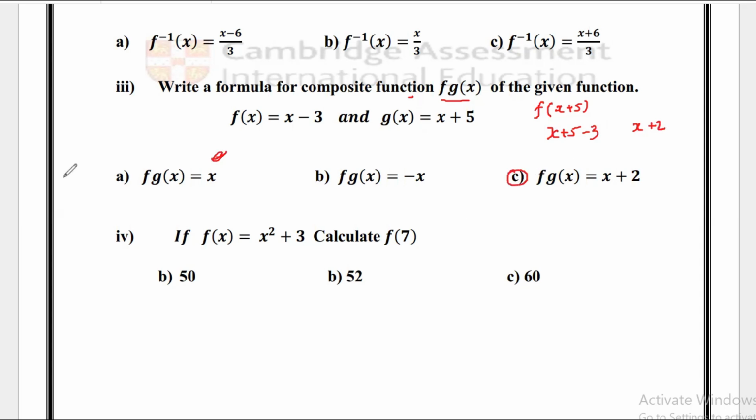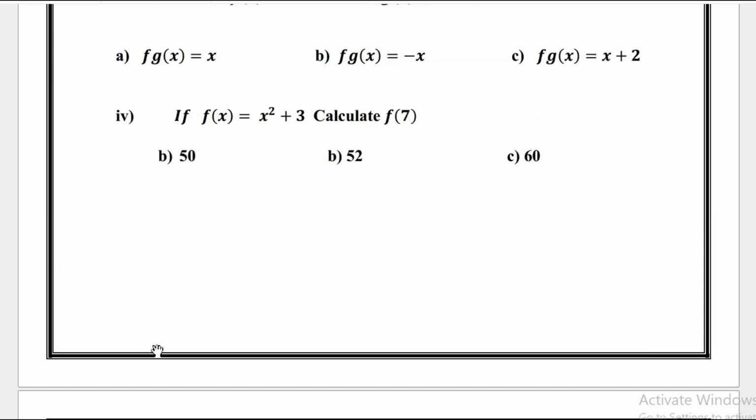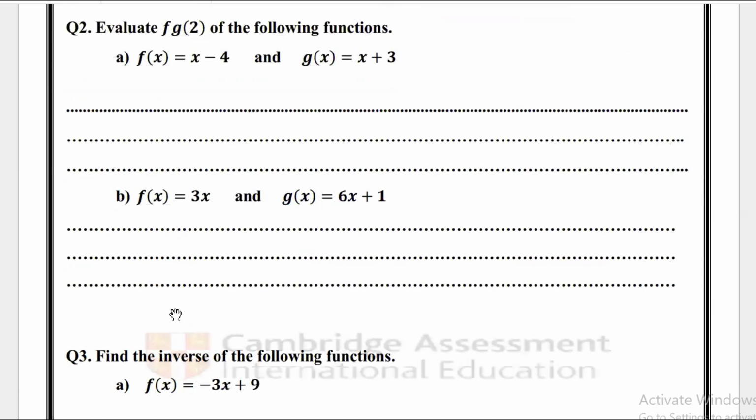And lastly, we have if f of x is equal to x squared plus 3, we are going to substitute 7 in place of x. That means 7 sevens are 49, 49 plus 3 is 52. So our B option. Next, we move on to a few questions related to short questions.